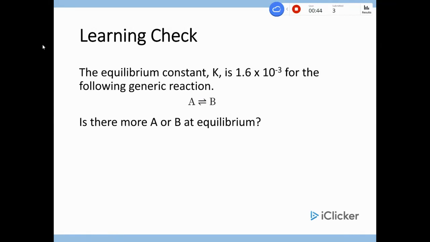So it might be helpful to write that out somewhere, and then think about what that means.